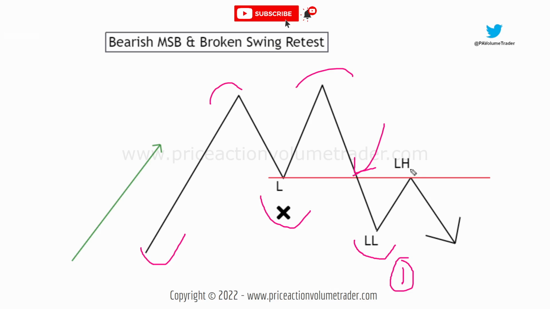When we get a pullback, either we get a break retest or we get a deeper pullback and then a move down. When we print a lower high, this is our second confirmation. If you want to be more conservative and make sure that the trend is more likely changing, you can wait for a double confirmation of a lower low in this case and a lower high.